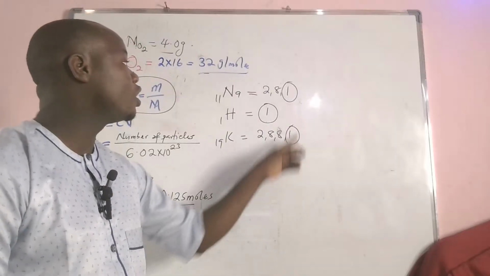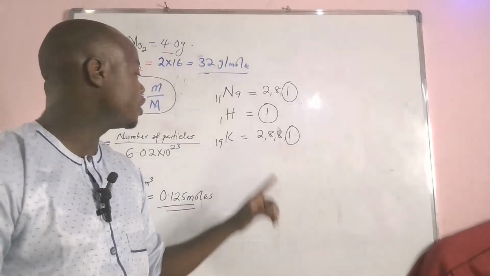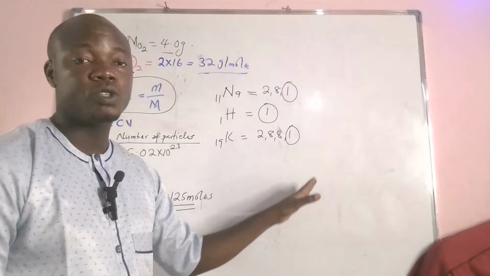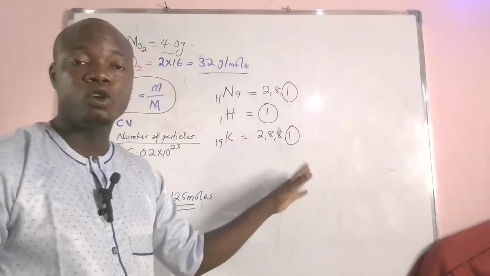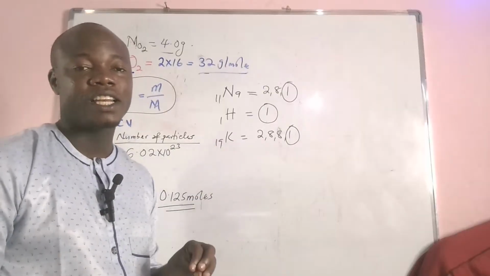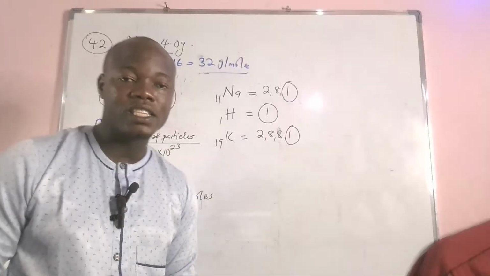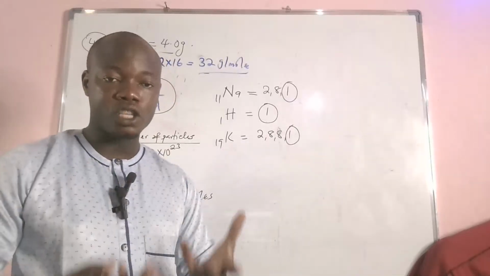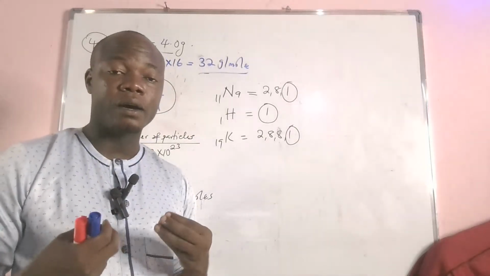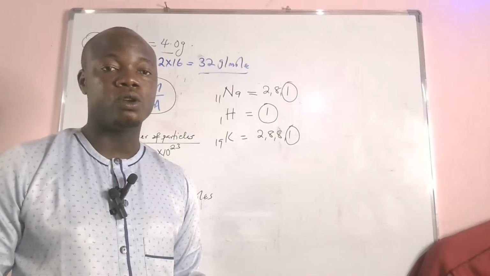And this is to tell you that sodium has 1 electron on the outermost shell, hydrogen also has 1 electron on the outermost shell, and potassium also has 1 electron on the outermost shell. All the elements have the same number of electrons on their outermost shell, and these electrons are the electrons available for bonding for each of these atoms. So generally, elements in the same group have the same number of electrons on the outermost shell, and that is why the electrons on the outermost shell are the electrons that are available for bonding.